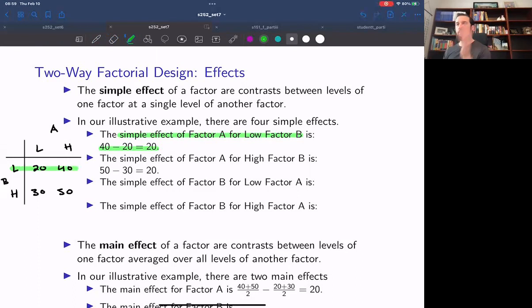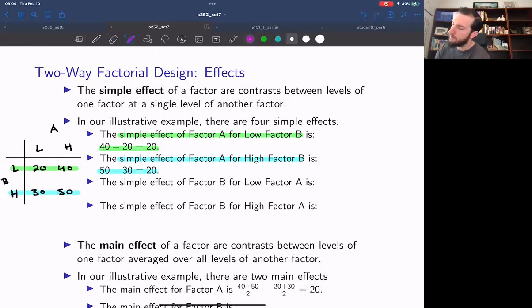So we're just holding fixed at one level of B and then looking at the difference between the levels of A. Similar definition here: the simple effect of factor A for high factor B is 50 minus 30, which is 20. That's just this part here.